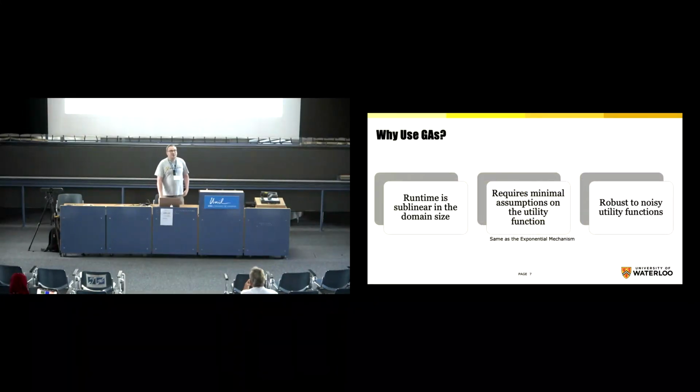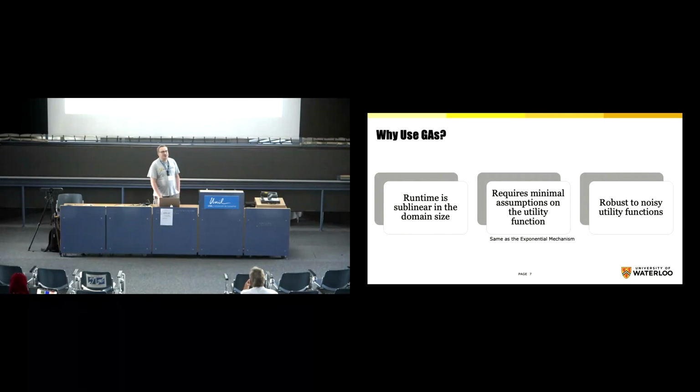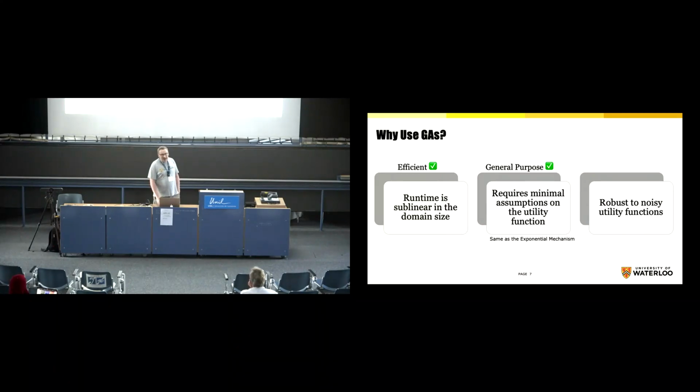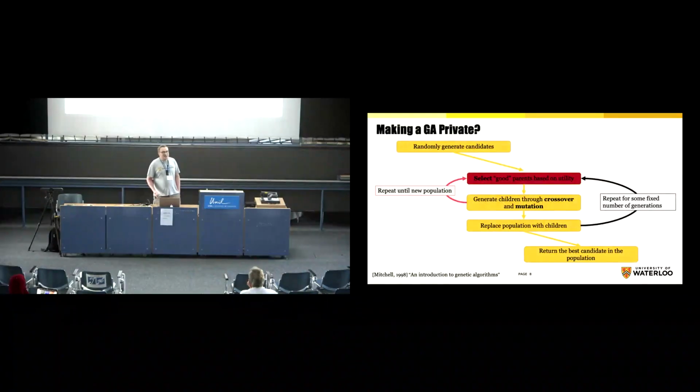So why should we use them for the selection problem? Well, the runtime is sublinear. I just do some fixed number of generations. So it's efficient, yay. I have minimal requirements. A GA can work on non-differentiable functions. It can work on most utility functions, so it's general purpose. And there's been work showing it is robust to noisy objective functions. So in theory, it should be accurate. But is it private? And it turns out yes.